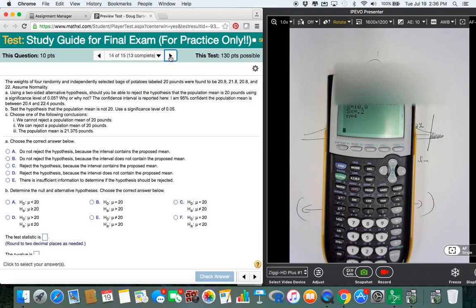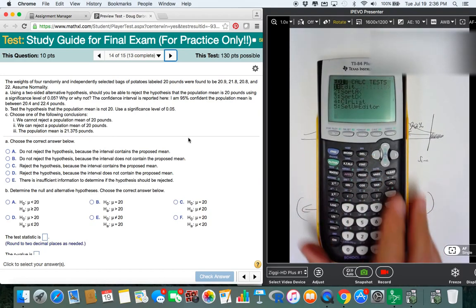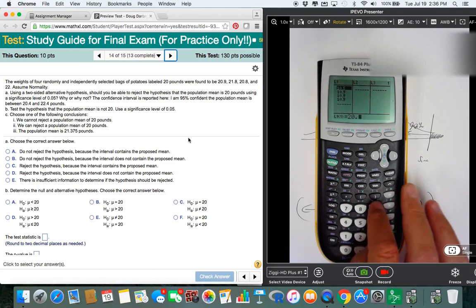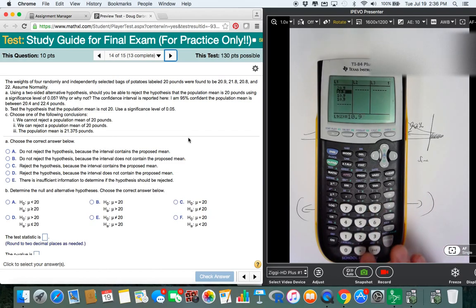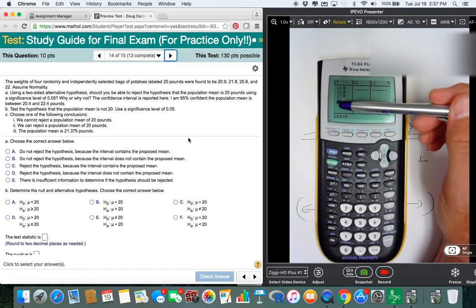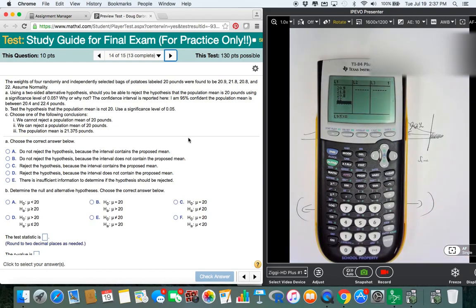All right, gang, 2 left. The weights of 4 randomly and independently selected bags of potatoes labeled 20 pounds are found to be these 4 values. First thing I'm going to do is enter my numbers. Now I've only got 4 there, so I can just type over those. This is actually kind of dangerous to do, to type over the numbers that are there, because I see a lot of students who maybe will have 5 numbers there and they have 4 numbers in their new data set, and they'll forget to eliminate that last measurement, and you clearly get it wrong.